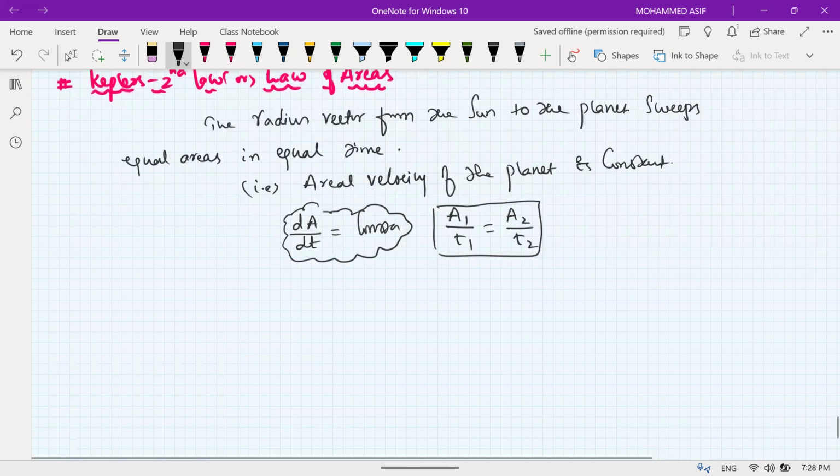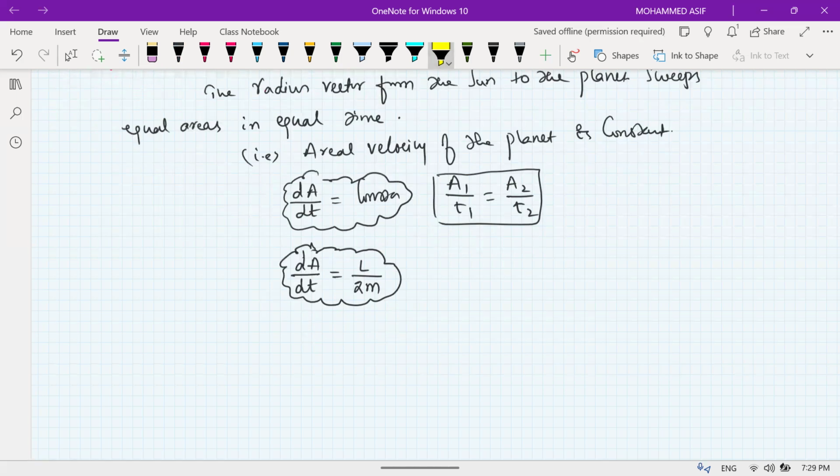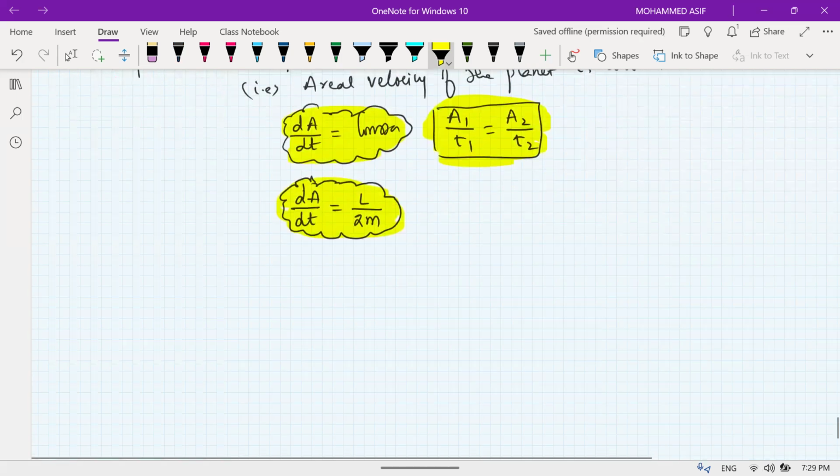We have a proof of this also, so don't bother about that one. You just write dA by dt is equal to L divided by 2m, where L is the angular momentum and m is the mass of the planet. So constant areal velocity is a consequence of the law of conservation of angular momentum. dA by dt is constant, which means it covers equal areas in equal intervals of time, so A1 divided by T1 is equal to A2 divided by T2. Clear?